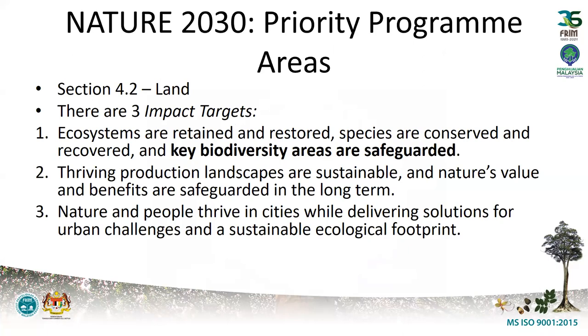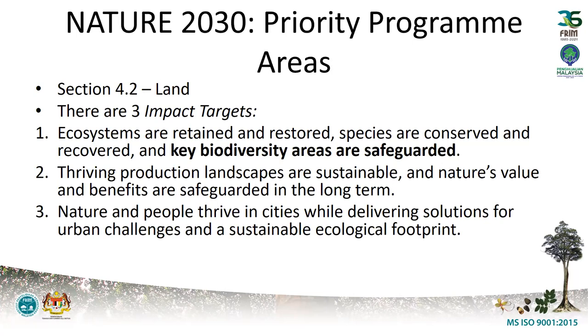Then di bawah Nature 2030 program clearly is mentioned di bawah section 4.4.2 di bawah land, dia ada 3 impact targets. Yang pertama, ecosystem are retained and restored, species are conserved and recovered, and key biodiversity areas are safeguarded. Kalau perasan, saya cerita mula-mula daripada landscape approach. Biodiversity, landscape approach, kita ada PA, kita ada OECM, then kita ada KBA. Now, dalam Nature 2030 dah cerita pasal KBA dah. So actually KBA ni is a subset. Dia boleh jadi salah satu cabang di bawah OECM, dan mungkin ada banyak lagi di bawah OECM. So KBA is just a subset.